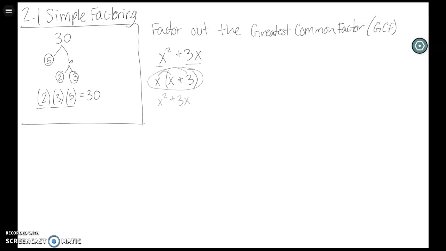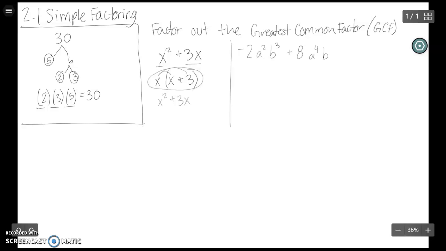So let's look at one that's a little bit messier. Let's say I have negative 2a squared b cubed plus 8a to the 4th b to the 8th minus 6a to the 3rd b. Yikes, that is one messy thing. So we want to start by trying to figure out what all of these terms of the polynomial have in common. I'm going to look at each type of component of the term individually. I'm going to look at the constants, and then the a variables, and then the b variables.